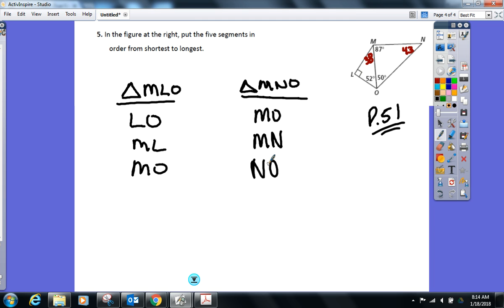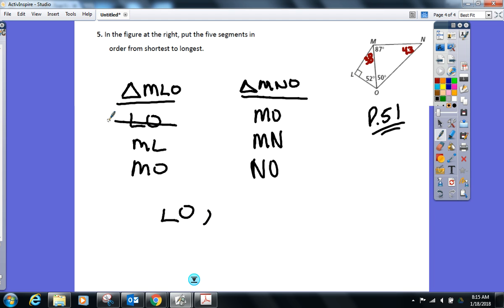What is the shortest side in this diagram? Well, it's a toss-up between LO and MO, because those are the two shortest sides in each triangle. Which one can it not be? MO. Why? Because there's two shorter sides than MO. So what's the shortest side in the diagram? LO.